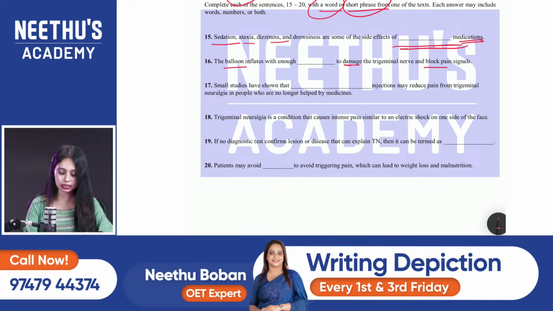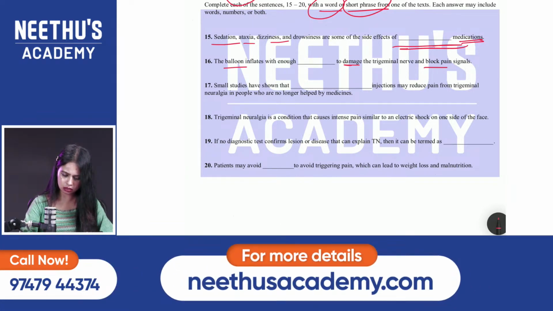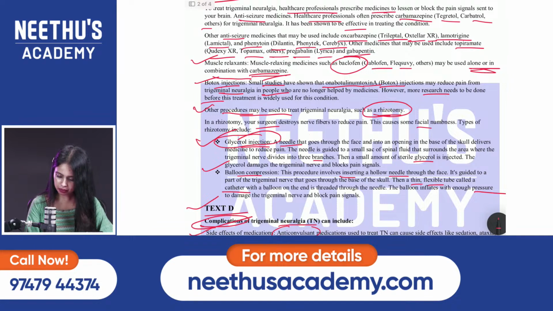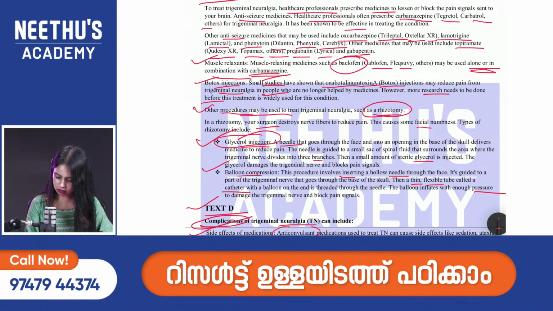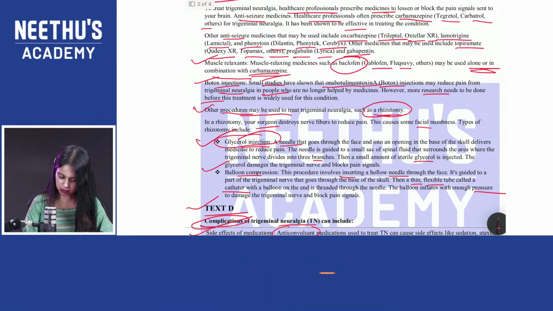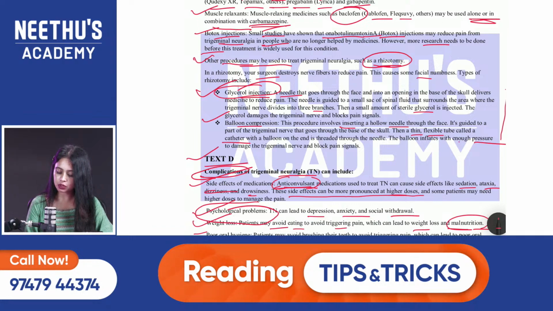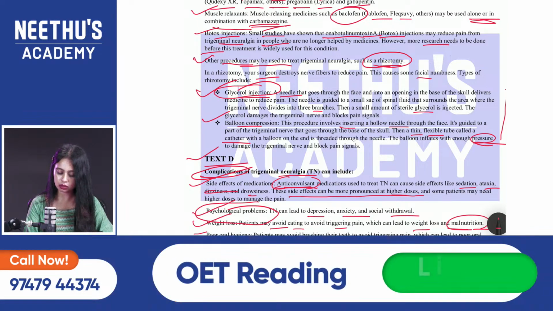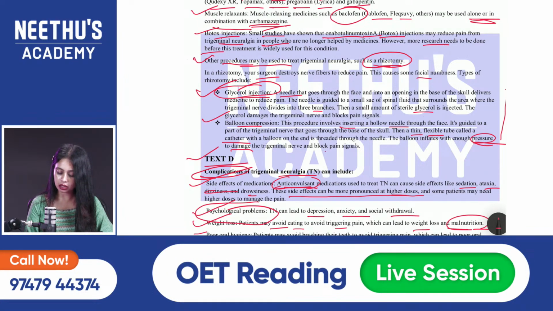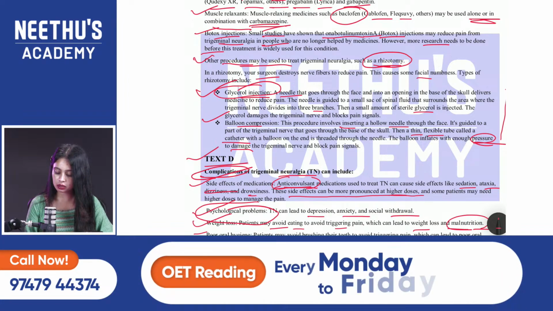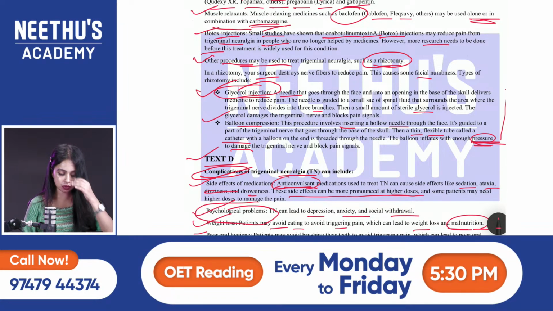Pressure, very good. The answer is mentioned, I think it's not in text D, it's in text C. I've seen it here somewhere, regarding pressure. Yes, see: the balloon inflates with enough pressure to damage the trigeminal nerve and block pain signals. So the answer is pressure. Yes, Vineet, Amy.